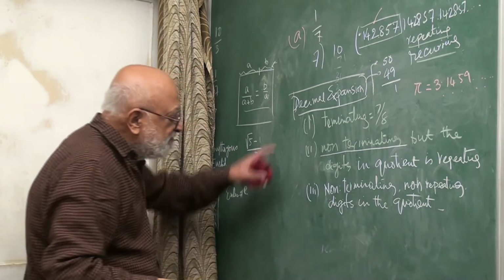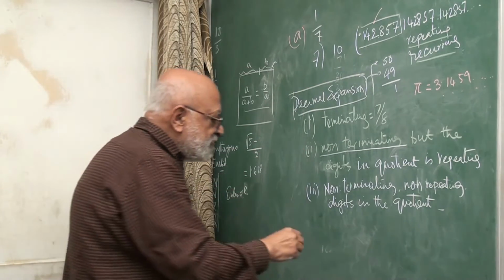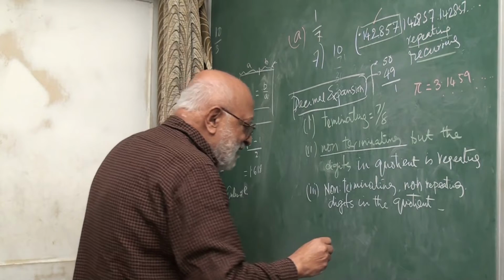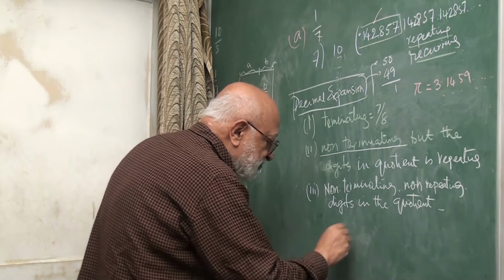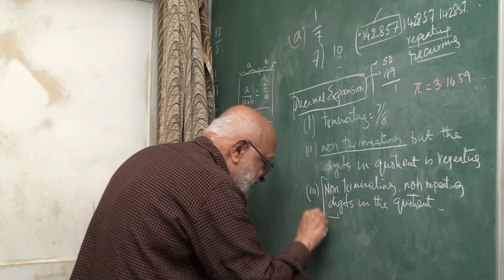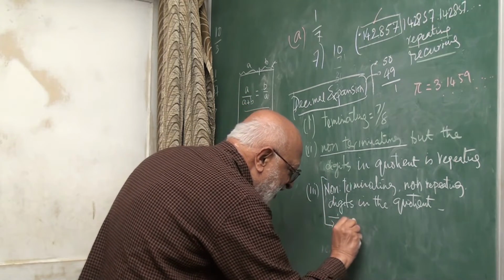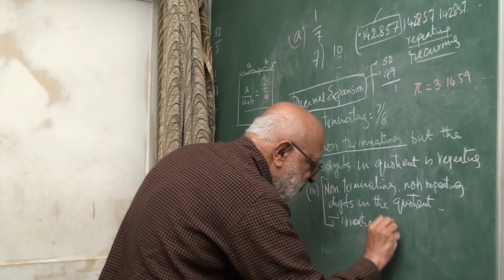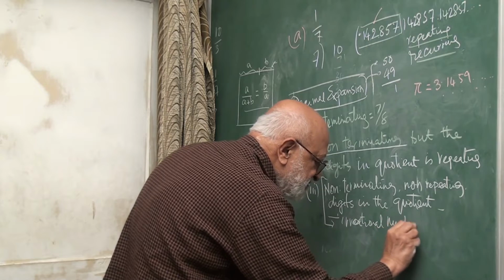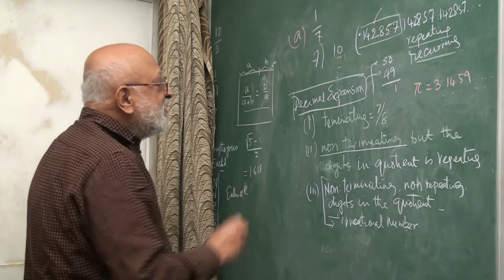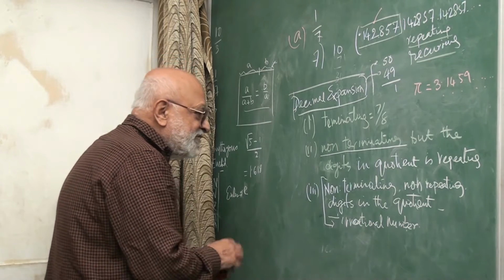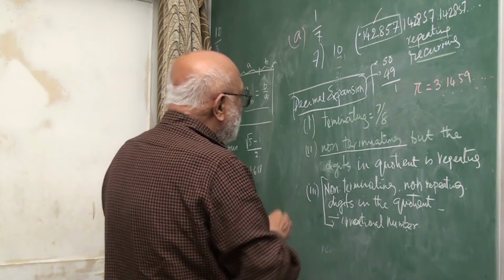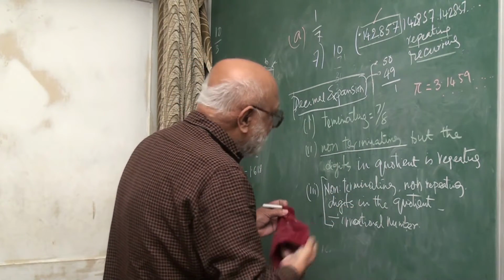Okay, these are the decimal expansions. If you see, this is non-terminating, non-repeating, and there is no repeating digit in the quotient. So this one would be an irrational number. Okay, there is another thing which is important: in case of repeating, you give it a bar. So you have understood this.